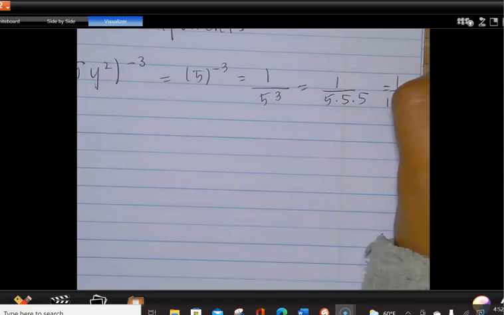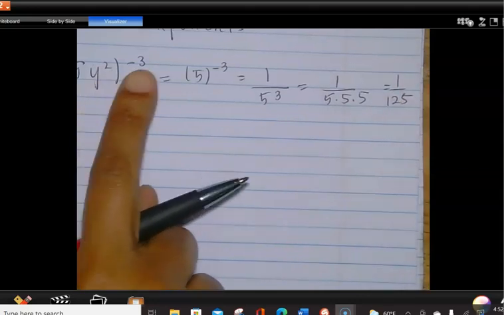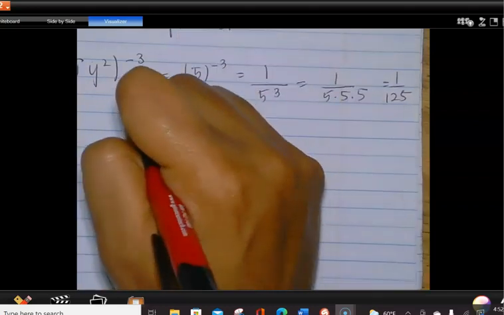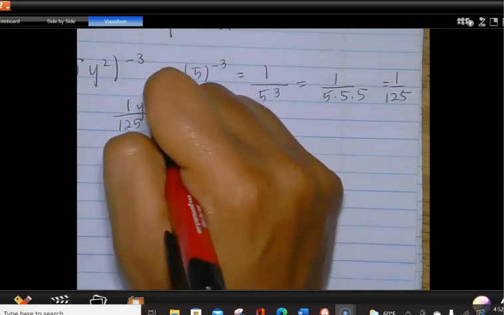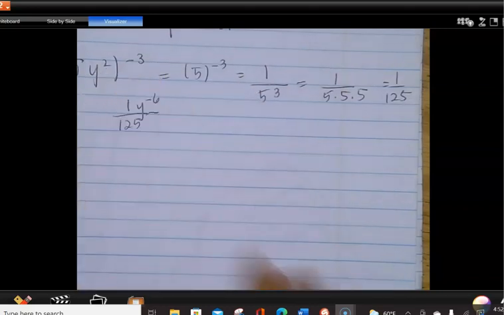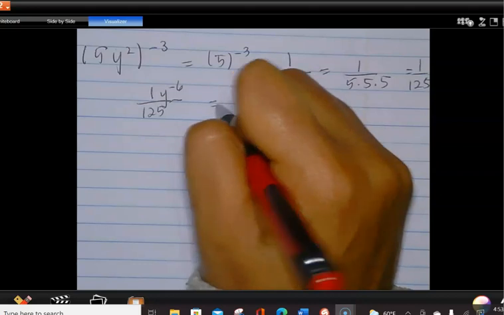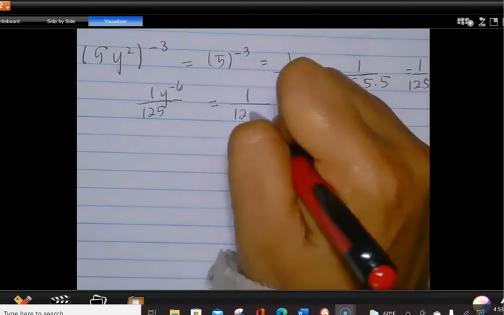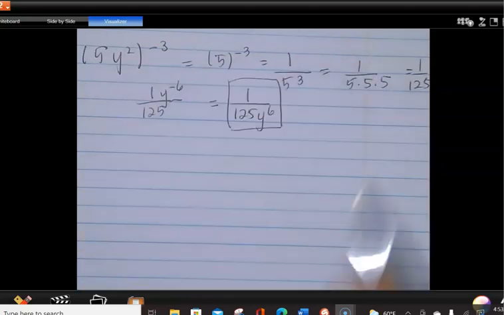All right, so that takes care of my number part. 1 over 125. But now I'm still ready to go do my multiplication with the 2 times 3. So my y is to the negative 6, 1 over 125, and then I had y to the negative 6 because I multiplied 2 times negative 3. However, the y is not happy where he is, so move him down to the denominator. So the final answer to this is 1 over 125, y to the 6th. That's number 9 in the practice.